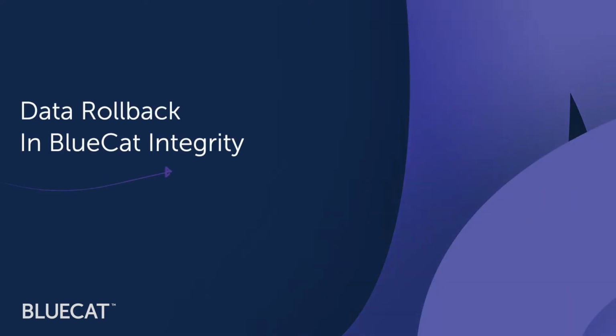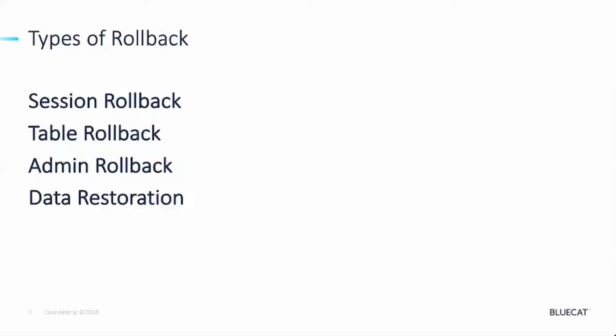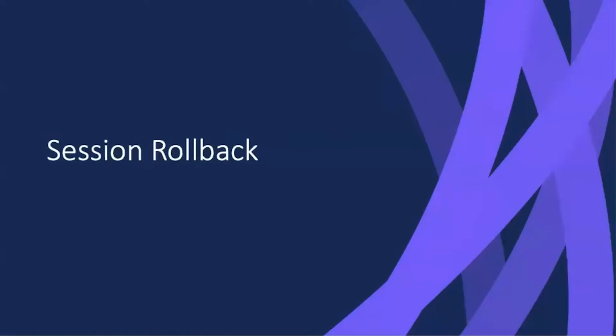BlueCat provides a number of methods to correct mistakes in the UI, as well as an additional utility to restore to a known stable state. So we're going to walk you through a couple different types of rollback today: doing it within your session, doing it within a table or container space, admin rollback, as well as full data restoration. So we'll start first with session rollback.